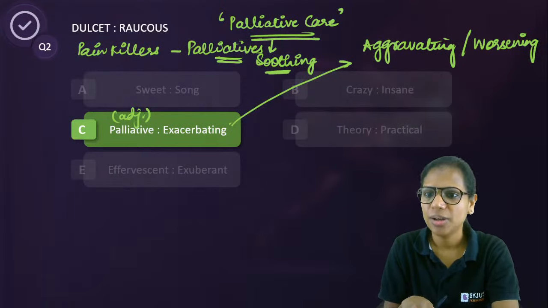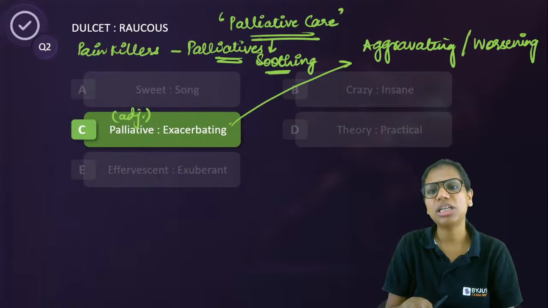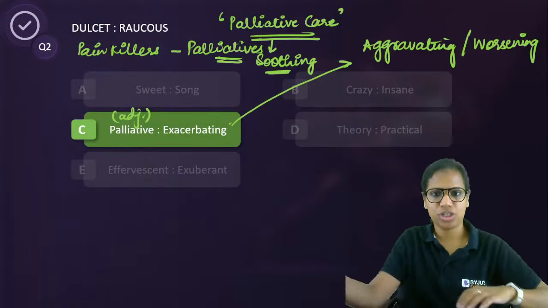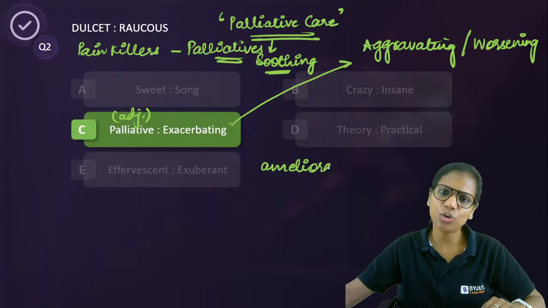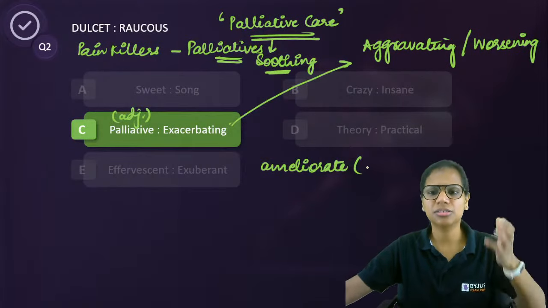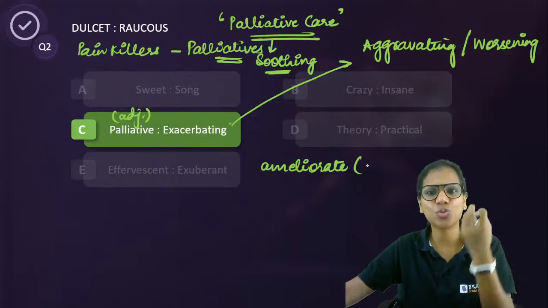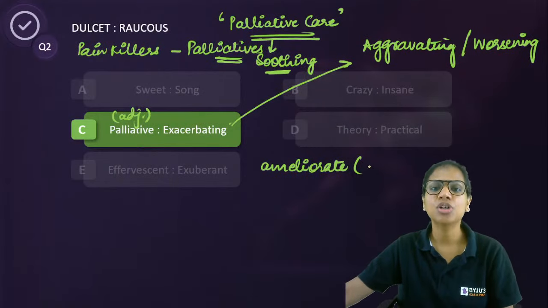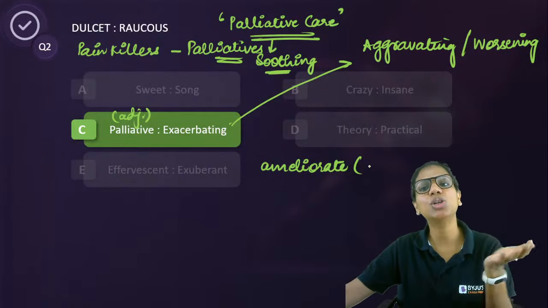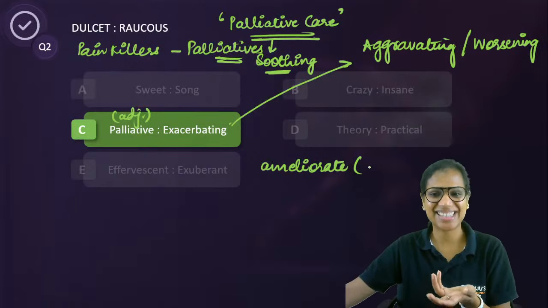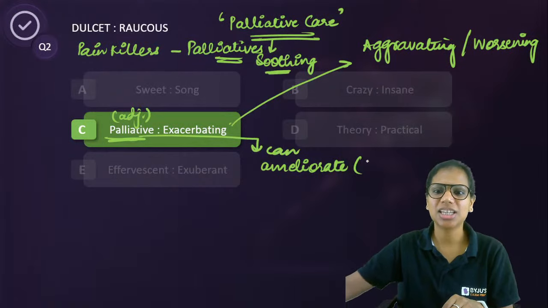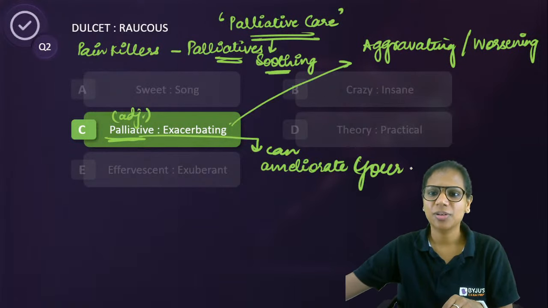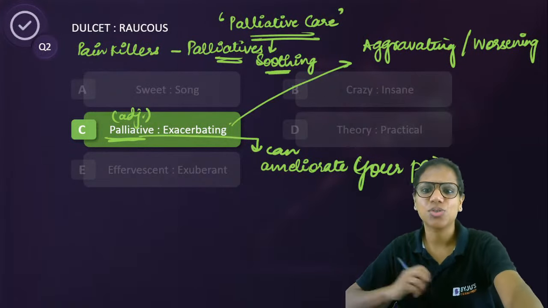Okay. Palliative, ameliorate. Ameliorate is to uplift. You are right. It also means to make a situation less bad, less painful. So a palliative can ameliorate your pain. Yes, that way I can use it.